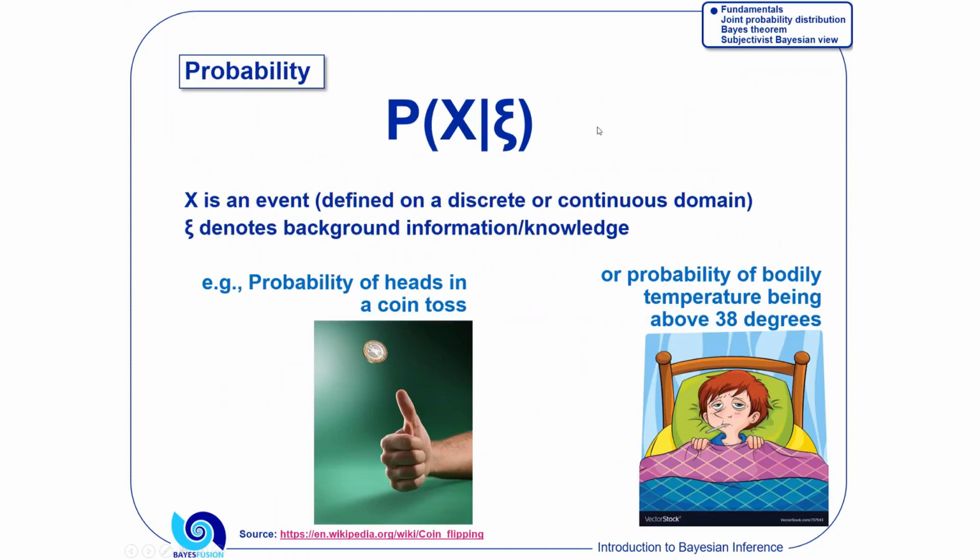What is probability? Probability over an event, X. The event can be discrete. You can put a measure of uncertainty on the 2 outcomes of a coin toss. The event can be continuous, for example, body temperature. You can ask for a probability of the body temperature being above 38 degrees Celsius. You can also talk about distributions.